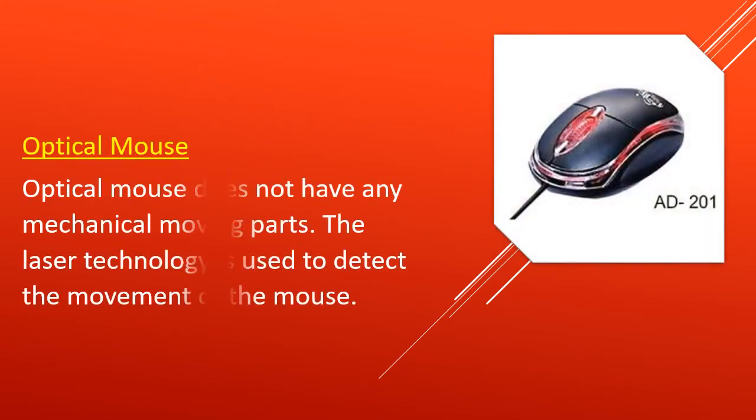And then we study about optical mouse. Optical mouse is the mouse that we use nowadays. As you know, an optical mouse does not have any mechanical moving parts. The laser technology is used to detect the movement of the mouse, and accordingly the pointer on the screen moves.